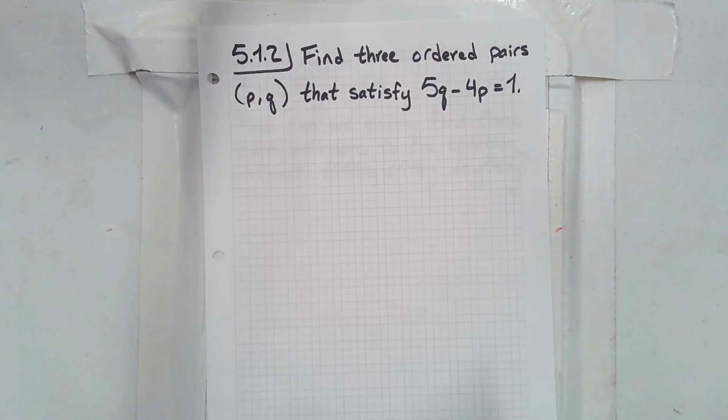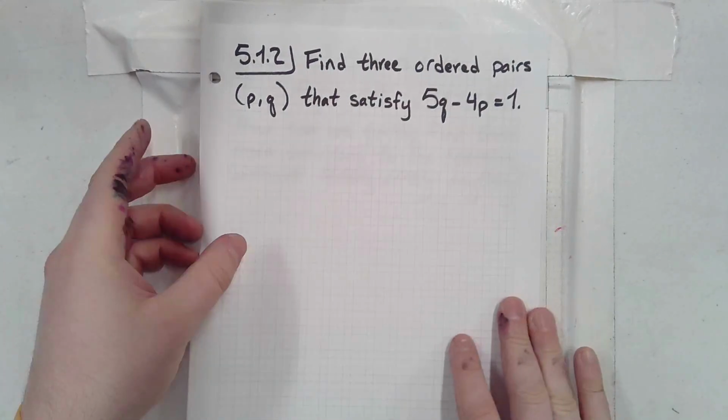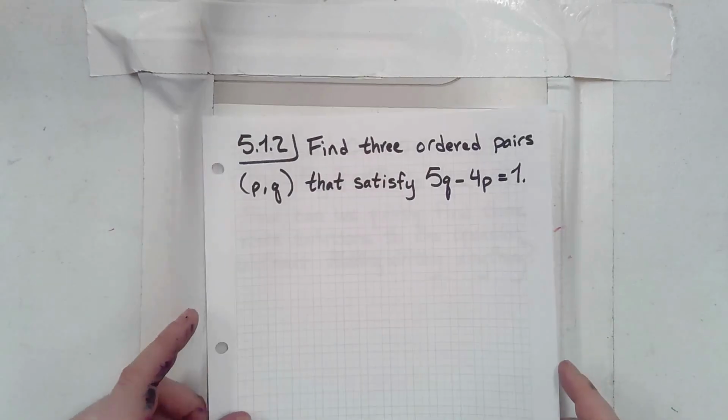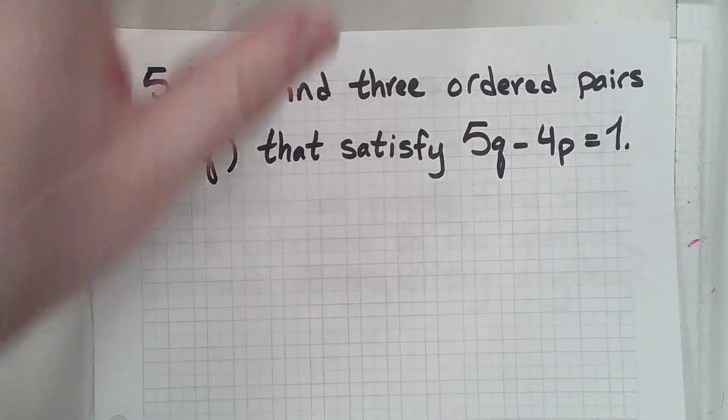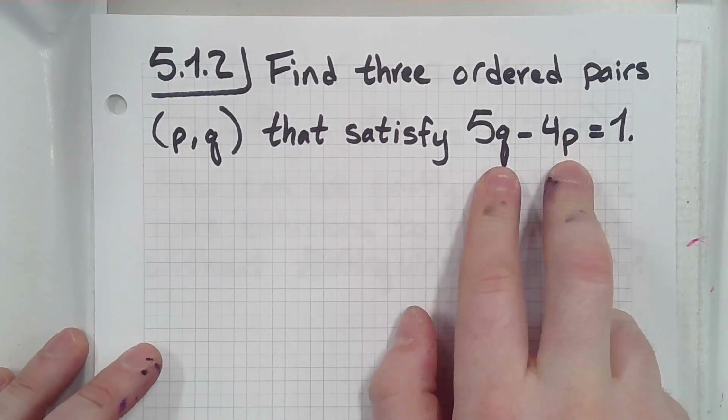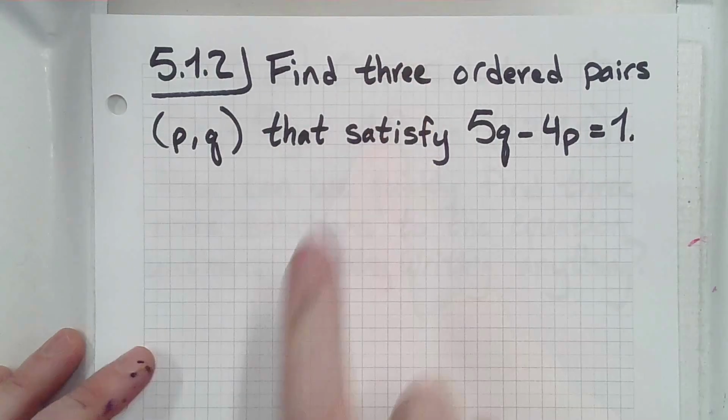All right, so let's look at 512. It says find 3 ordered pairs that satisfy this equation. So earlier I mentioned how if we have 2 variables, there are infinite solutions. There are infinite pairs of numbers that make this equation true. It wants us to find 3 of them.